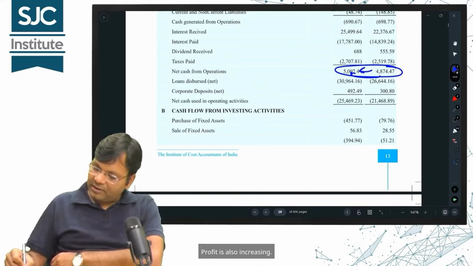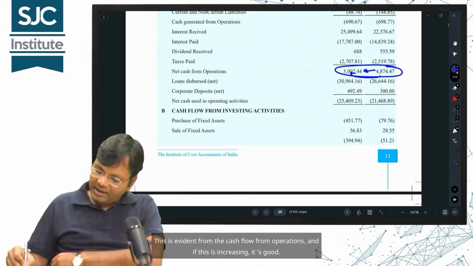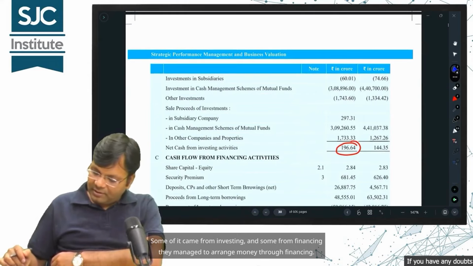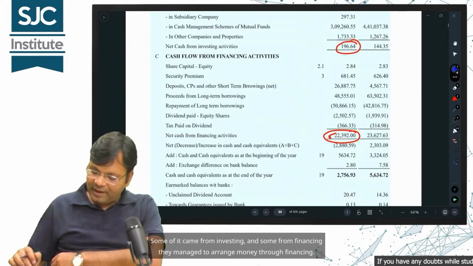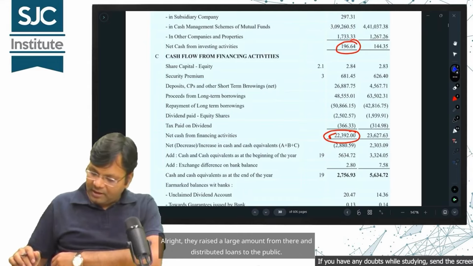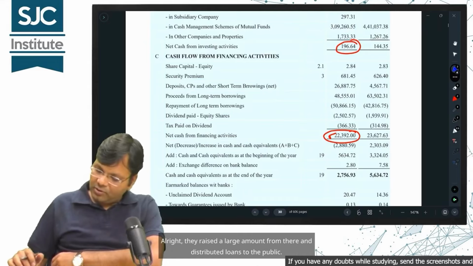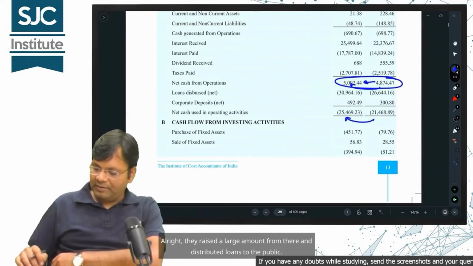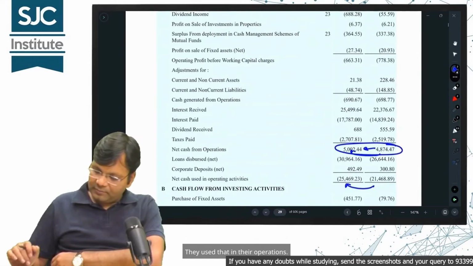Profit is also increasing. This is evident from the cash flow from operations, and if this is increasing, it's good. If they give more loans, next year there will be even more interest income, and then we have to see where all this money has come from. Some of it came from investing and some from financing. They managed to arrange money through financing. Alright, they raised a large amount from there and distributed loans to the public. They used that in their operations.